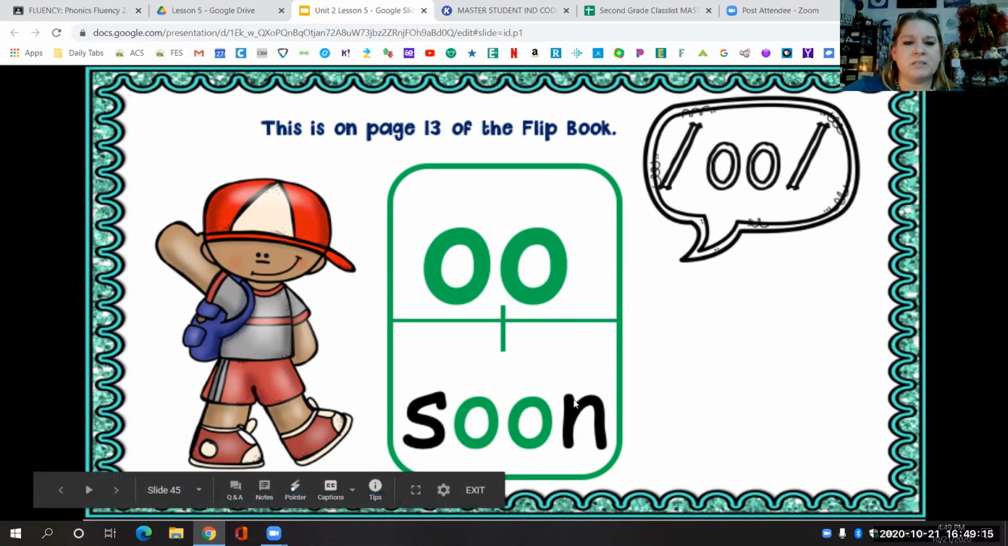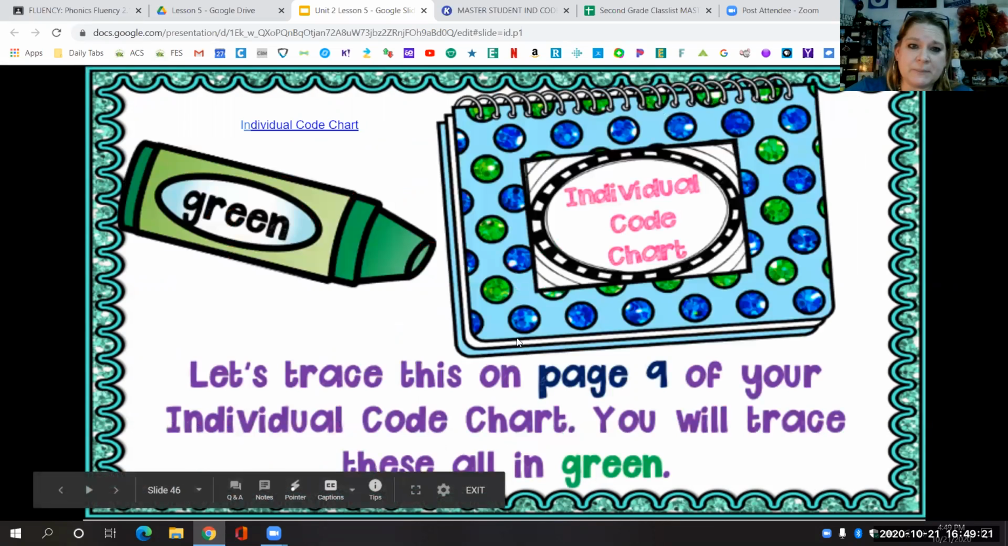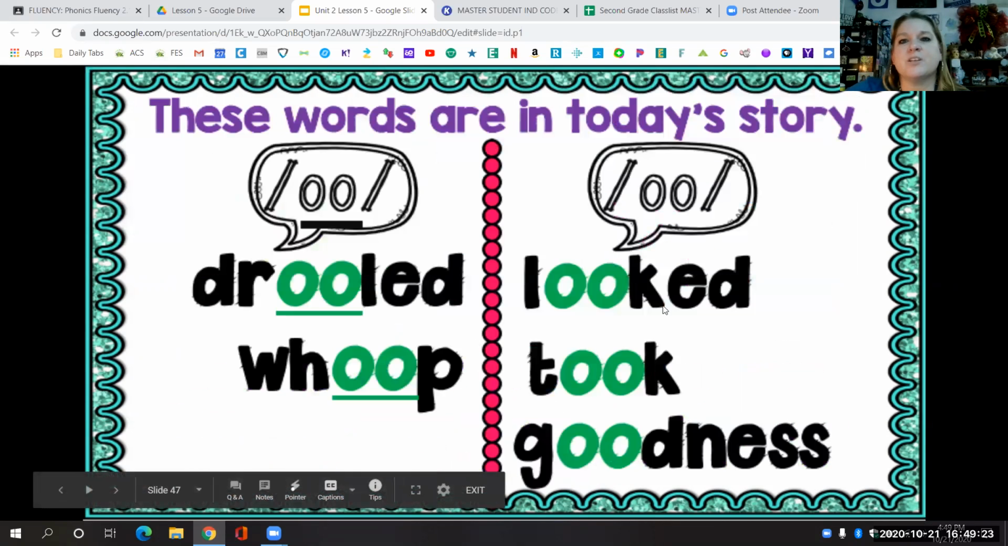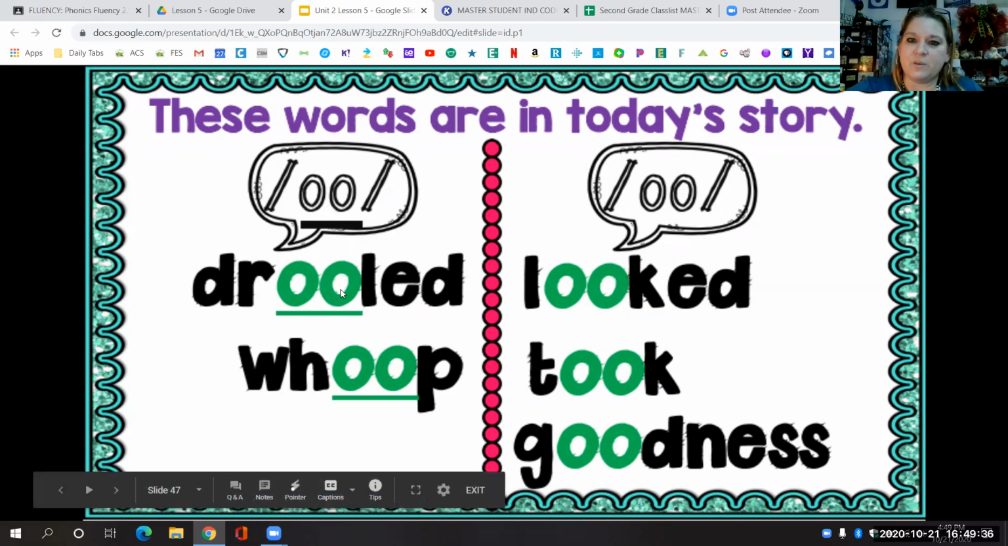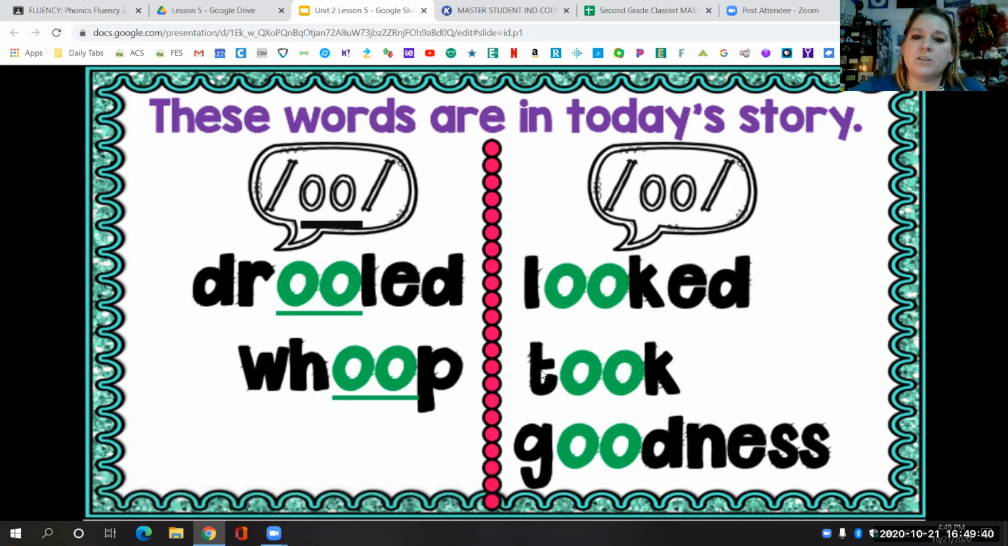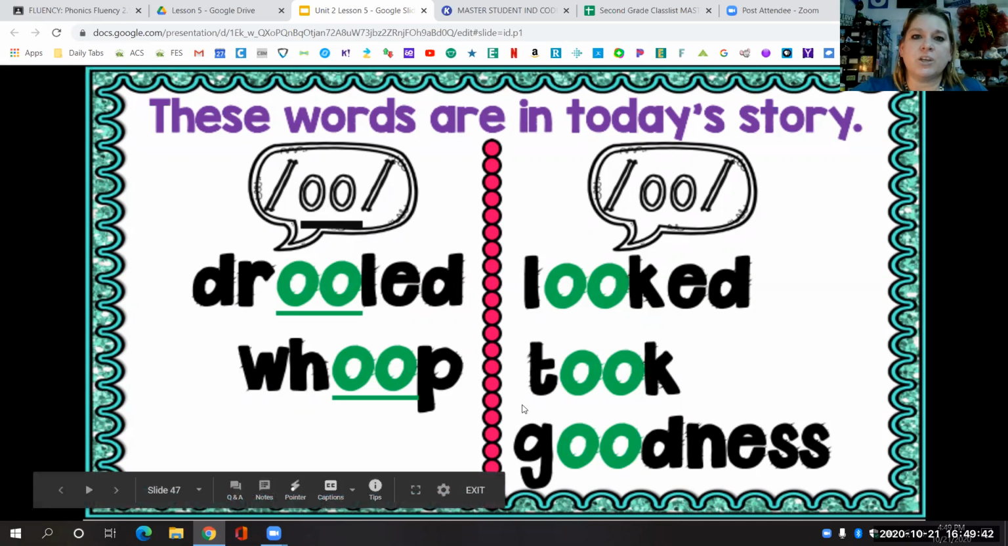So we did the and look on the flip chart, and we did the ooh and soon. We already did this part. So here are some words that are going to be in today's story. With the ooh part, we have drooled, and whoop. And then with the sound, we have looked, took, and goodness.